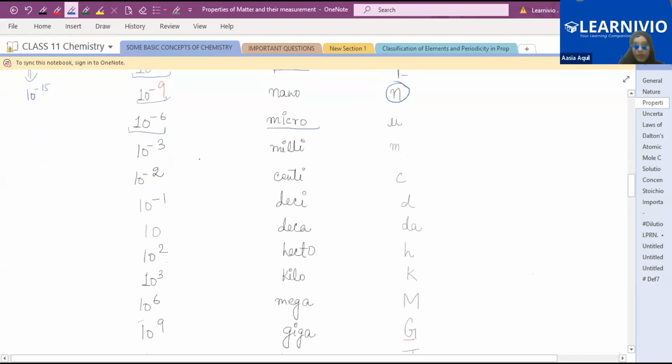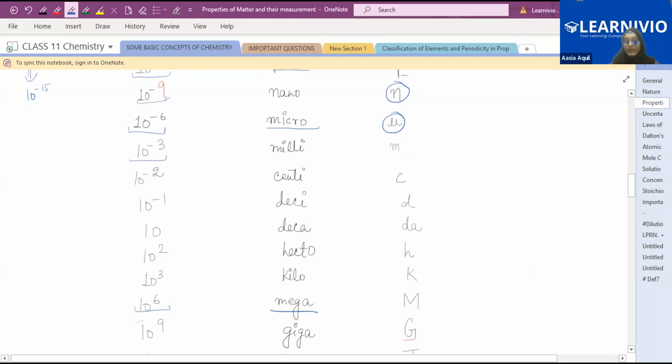And if something is given in 10 raised to the power plus 6, there is no negative sign, so that is mega, right? 10 raised to the power 6 means mega, and 10 raised to the power minus 6 is micro, and the micro symbol is this. Similarly, milli means 10 raised to the power minus 3. Centi means 10 raised to the power minus 2. Deci means 10 raised to the power minus 1, that is 1 upon 10. Similarly, deca, then hecto, and so on.